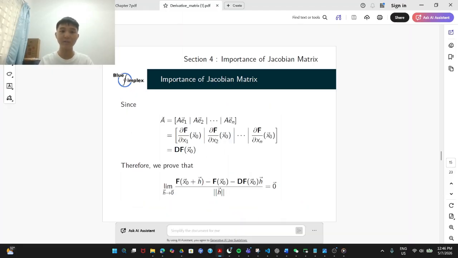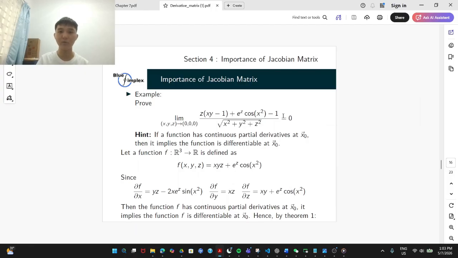Since matrix A is equal to this one, this is the formation of the matrix A, and each column of matrix A is the matrix A times a unit vector, and then I get that the partial derivative gives the derivative matrix. Therefore, we can prove that this part is equal to the 0 vector.